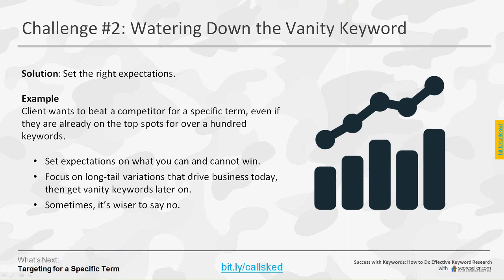So an example is when the client or your decision maker, or in our case, the boss, wants to beat a competitor for a specific term, even when they're already in top spots for over 100 keywords. What you should do is set expectations on what you can and cannot win. This is so important. Don't overpromise and underdeliver. It is significantly better to underpromise and overdeliver. Focus on long tail variations that drive business today, especially if the domain is young and the website is new.